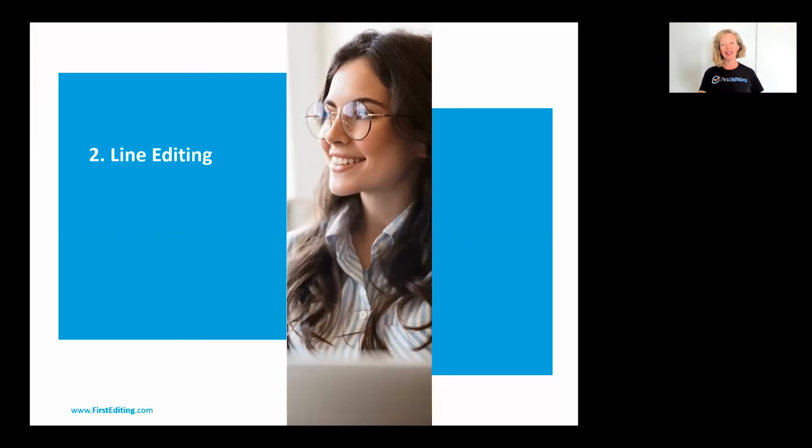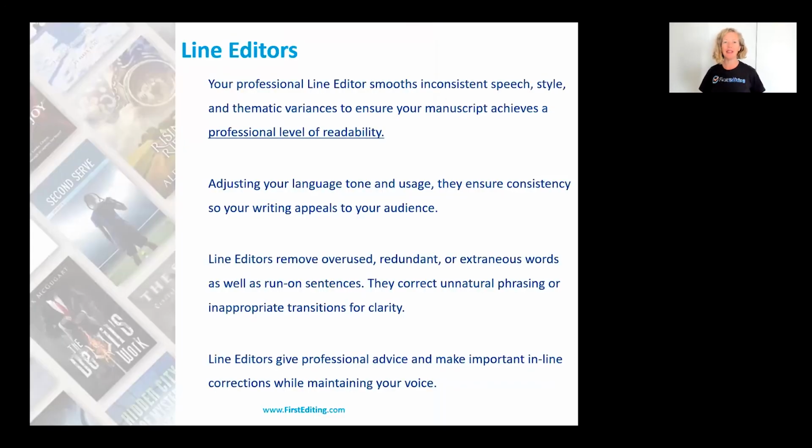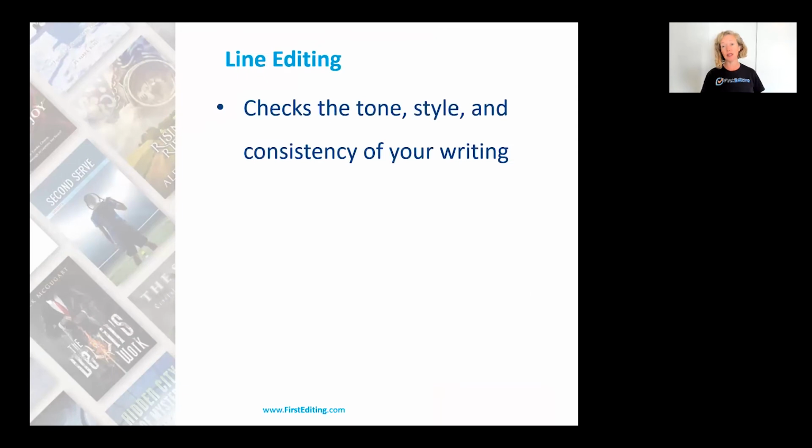The second level of editing is line editing. Line editors make sure that you have a professional level of readability and that your manuscript shines, that everything's consistent and coherent, and that you're working towards a professional submission. Line editors remove overused, redundant, extraneous words, unnatural phrasing, or inappropriate transitions. They're going to give you advice and make sure that all of your inline corrections maintain your voice, but that they adhere to all of the grammar, spelling, and punctuation rules.